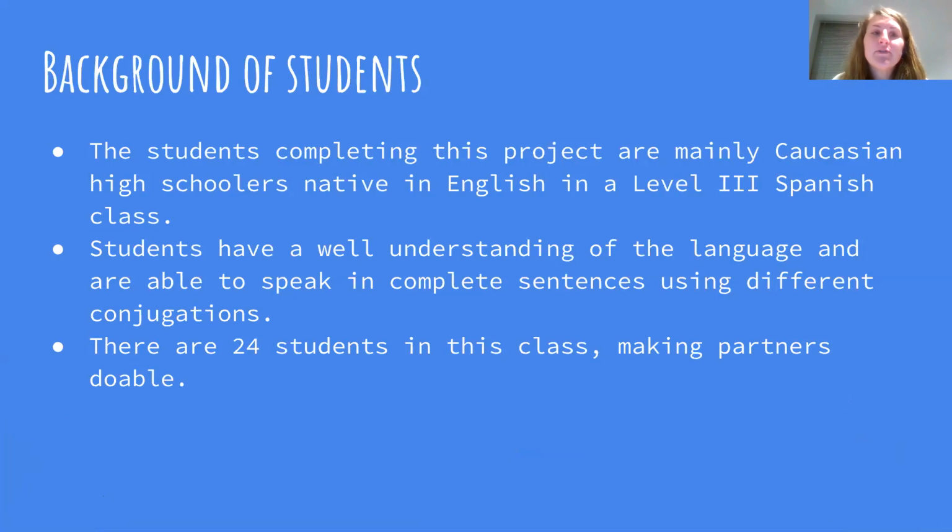So the background of my students completing this project are mainly high schoolers who are native in English, and they are in a level 3 Spanish class. Students have a good understanding of the language. They know a lot of verb conjugations, and especially in Spanish 3, they should know just about all the verb conjugations. And they can speak in complete sentences, hold conversations, things like that.